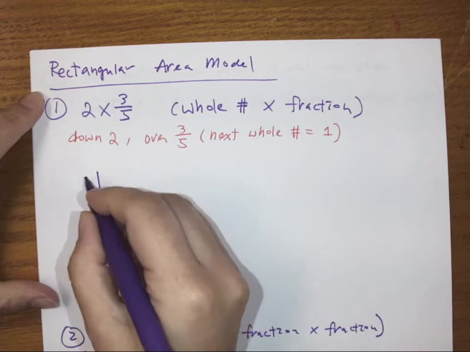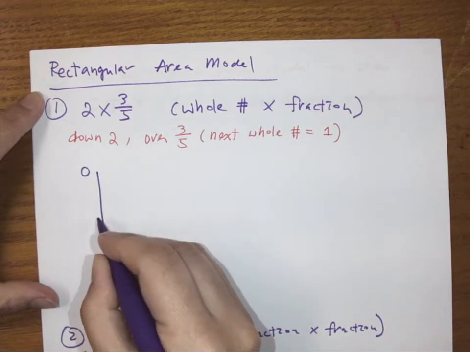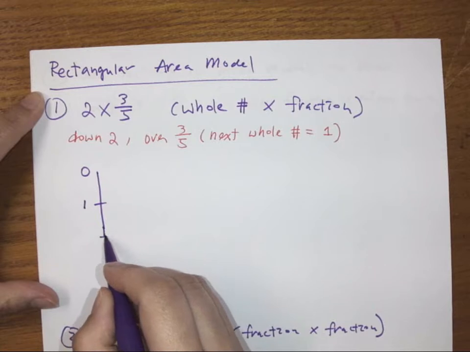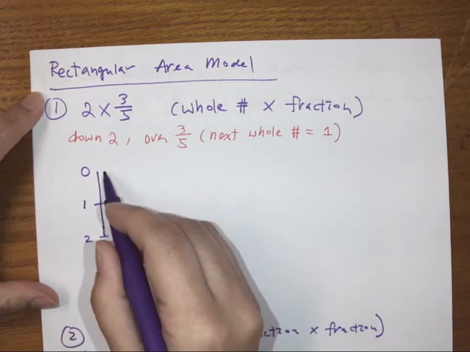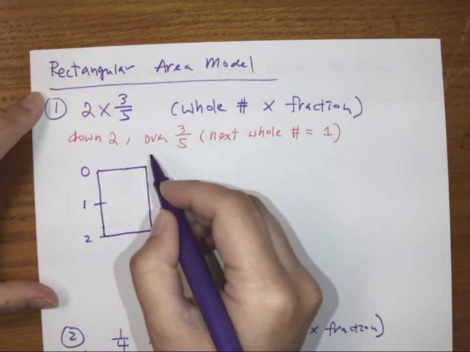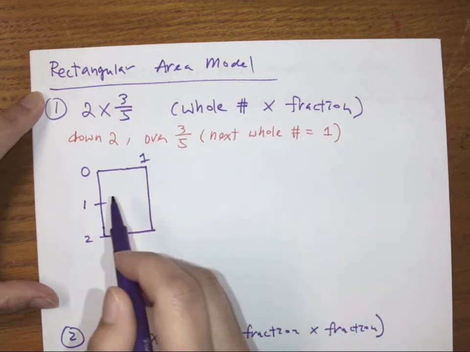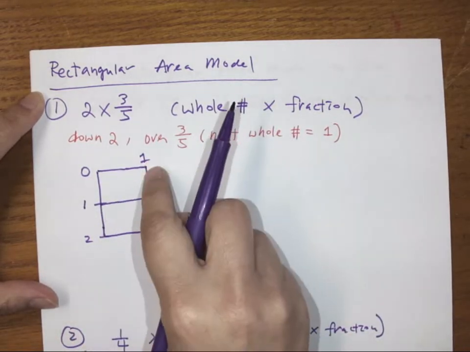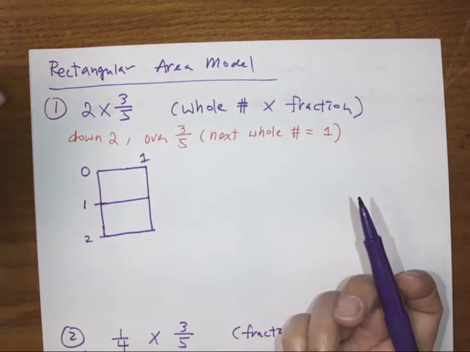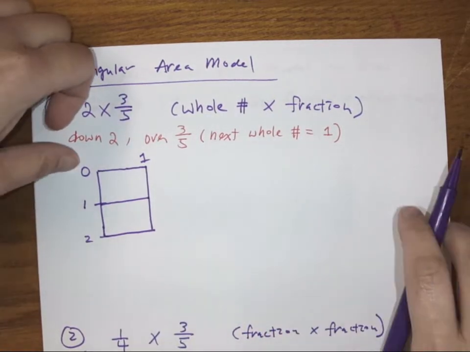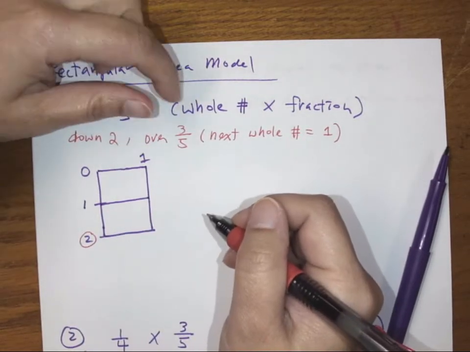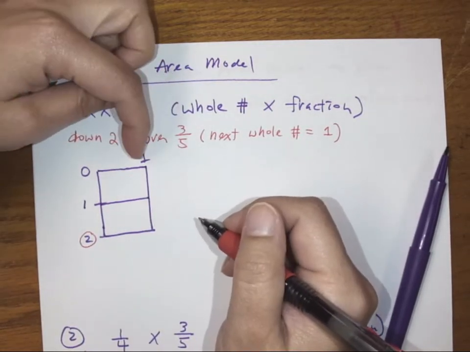Going down from 0, we need to go down 2 units. So make sure you put your 1 right next to the marking, 2 right next to the marking, and go over just 1 unit. So we're going to have 1 unit here, and then we're going to connect those lines: 1, 1, and 2. And over here, I need to go down to 2, right? I'm going to circle down to 2, but over, I just need 3/5, so I don't need 1.